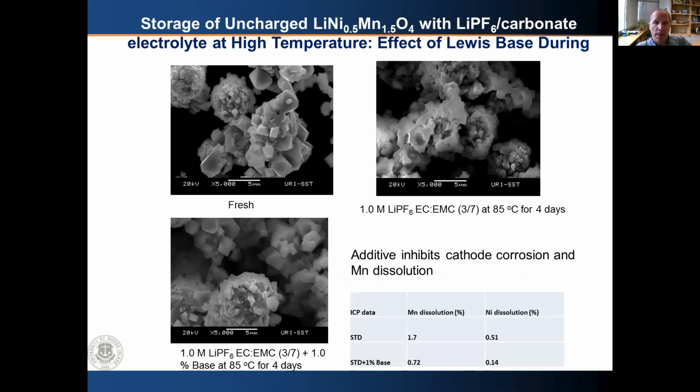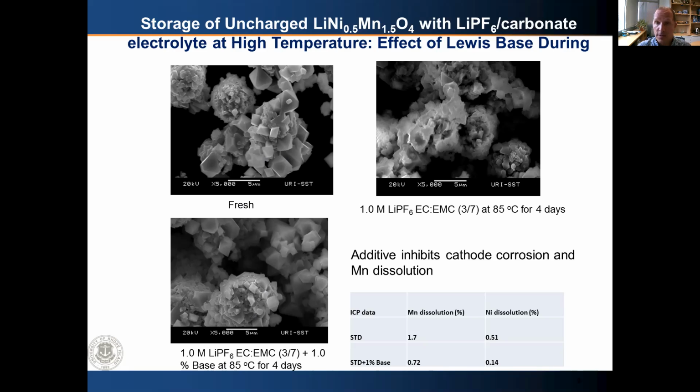So with this in mind, we went back and did a similar experiment with the lithium nickel manganese oxide, storing it in the presence of LiPF6 with and without Lewis bases. And what we can see is that the fresh cathode particles, once again, have very nice, crisp, clean edges. With the standard electrolyte formulation, we see a lot of corrosion and also deposition of electrolyte decomposition products. However, in the presence of the Lewis base, we see cathode particles very similar to the fresh materials. And once again, these are not cycled cathode particles. These are just the fresh cathode particles, and we're really focusing on isolating the thermal reactions that occur here.